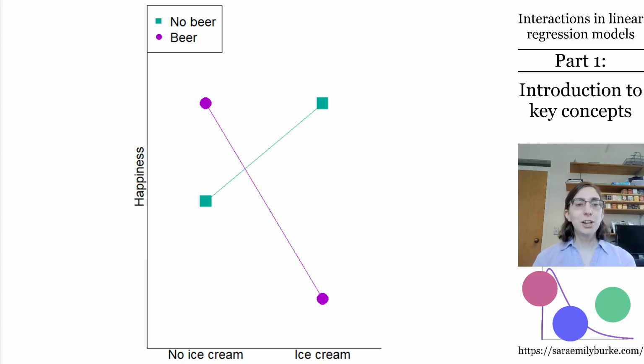And if we connect the dots, you might notice that one way to tell that this is an interaction is that the lines are pointing in different directions. Their slopes are different. The teal line, with a positive slope, shows that ice cream improves happiness, and the purple line with a negative slope shows that ice cream hurts happiness. This is a clear sign that the answer to "does ice cream make Jack happy?" is "it depends," and therefore that there is an interaction.